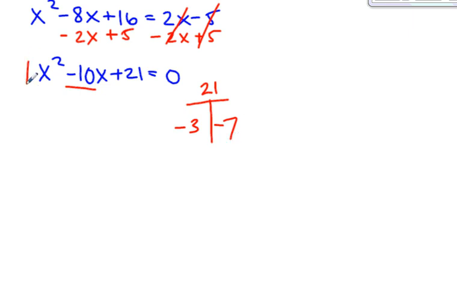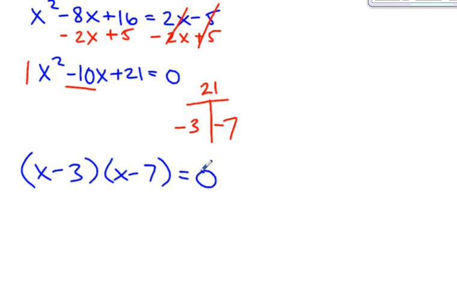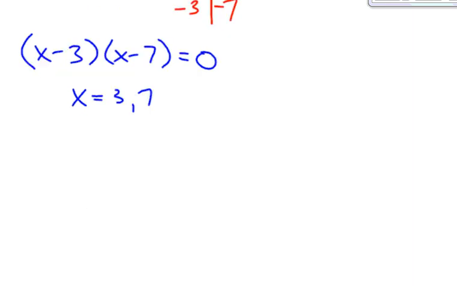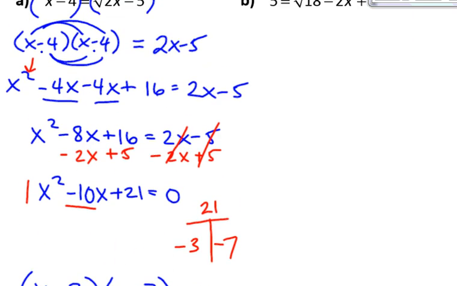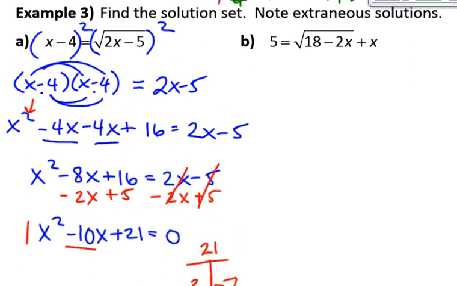Since a is 1, I can go straight into my factored form. So that would be x minus 3 times x minus 7 equals 0. And then my x values are just going to be the opposites, so 3 and 7. Again, we want to check for extraneous roots, or extraneous solutions. So I'm going to plug 3 and 7 back into my original equation, what was typed in your notes.